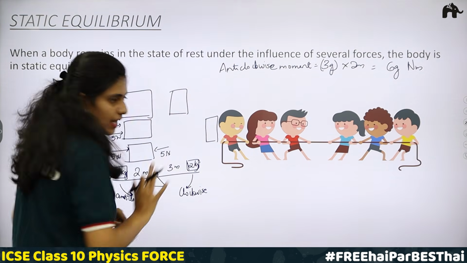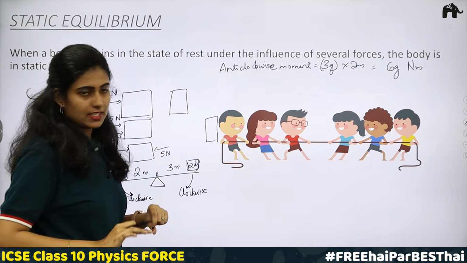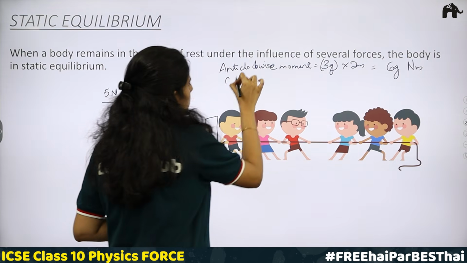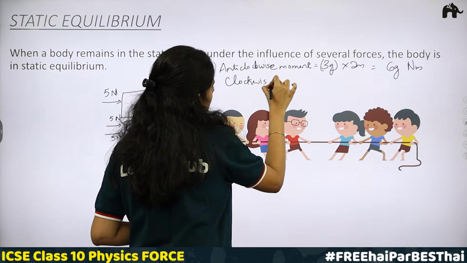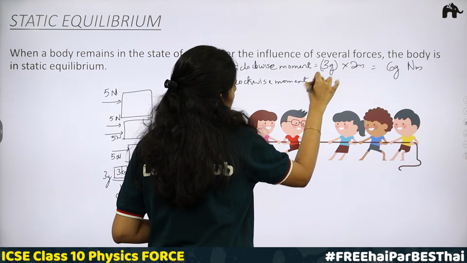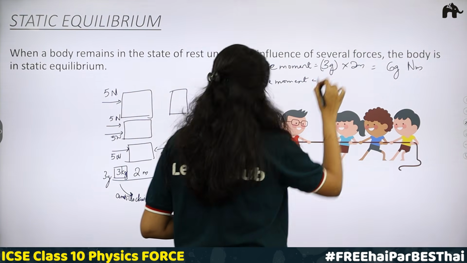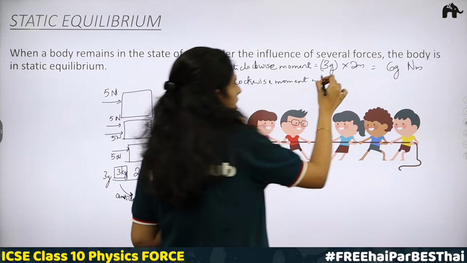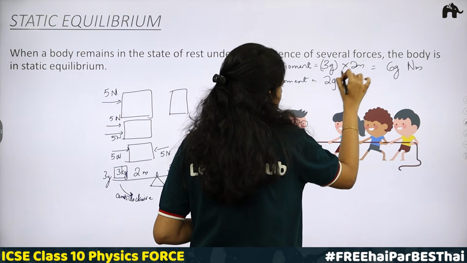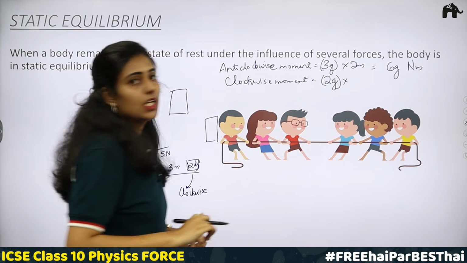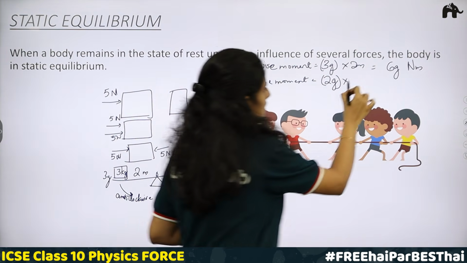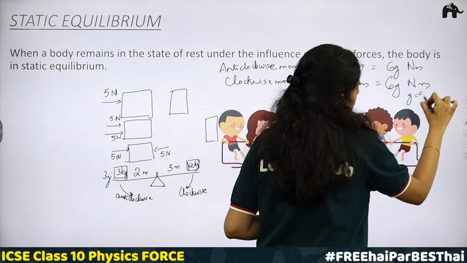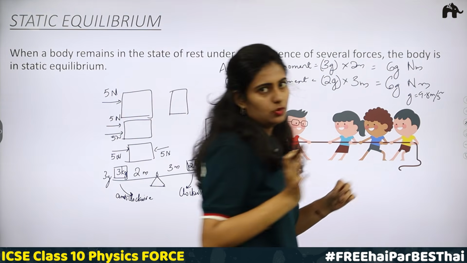Now consider this part. Here a 2 kg mass is kept at a distance of 3 meter. Rotation will be clockwise. So clockwise moment will be equal to, here the weight is 2 kg into acceleration due to gravity, which is 2g, into distance. Distance is 3 meter, which is equal to 6g Newton meter, where g is equal to 9.8 meter per second square, the acceleration due to gravity.